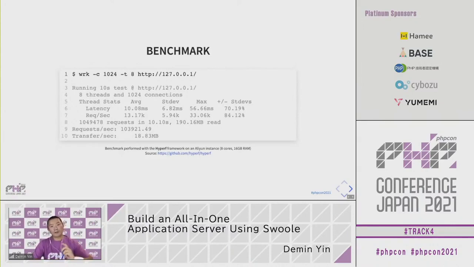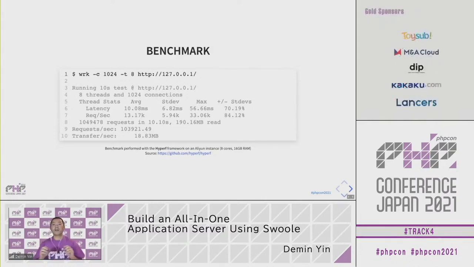And from this benchmark, you can see we have 8 threads running. And by using these 8 threads, we keep 1,024 concurrent HTTP connections open to the web server, which means at any given time, there will be 1,024 HTTP requests made to the web server.